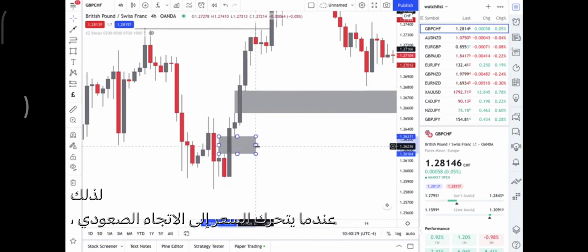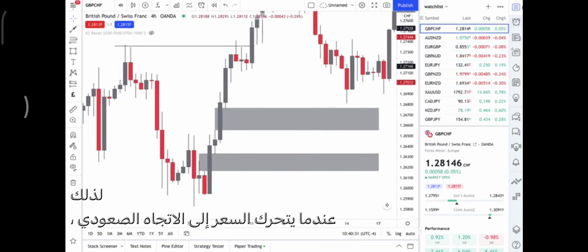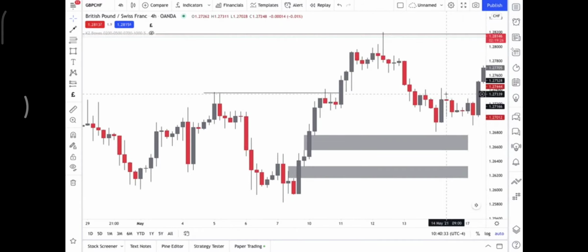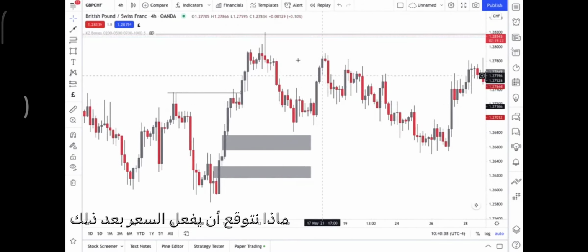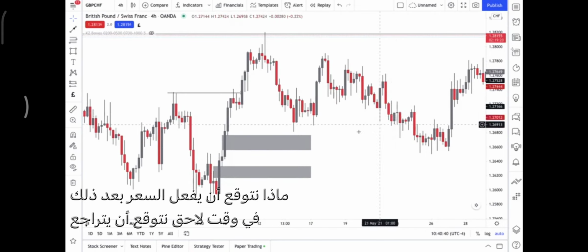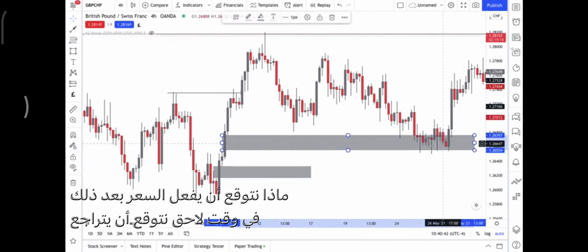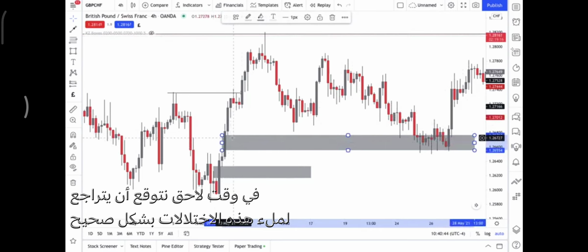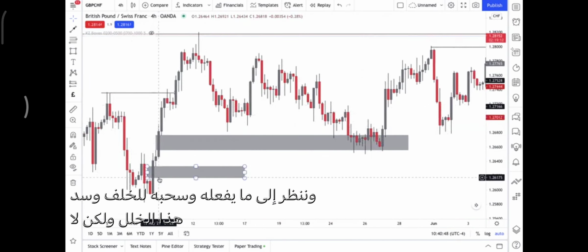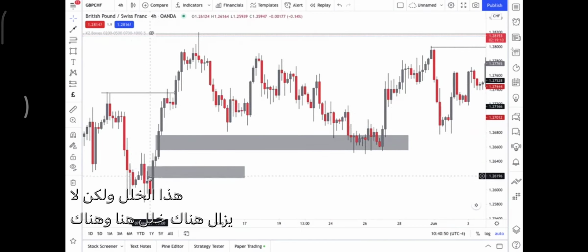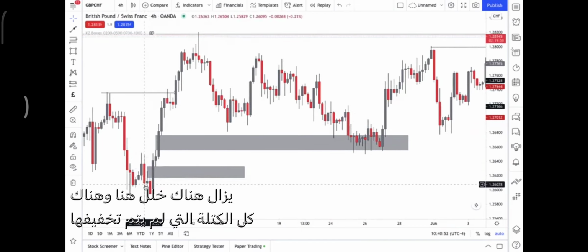So when price moves over to the upside, right, what do we expect price to then do later on? We expect it to pull back to fill in these imbalances, right? And look what it does. It pulled back and filled in that imbalance. But there's still imbalance down here. And there's an order block that's left unmitigated.